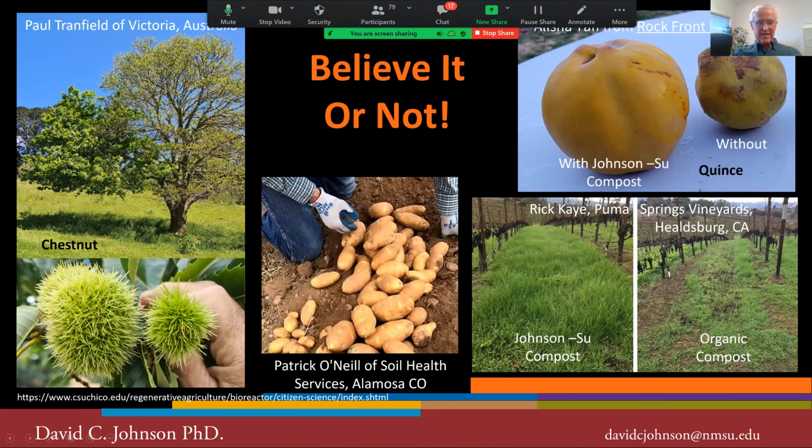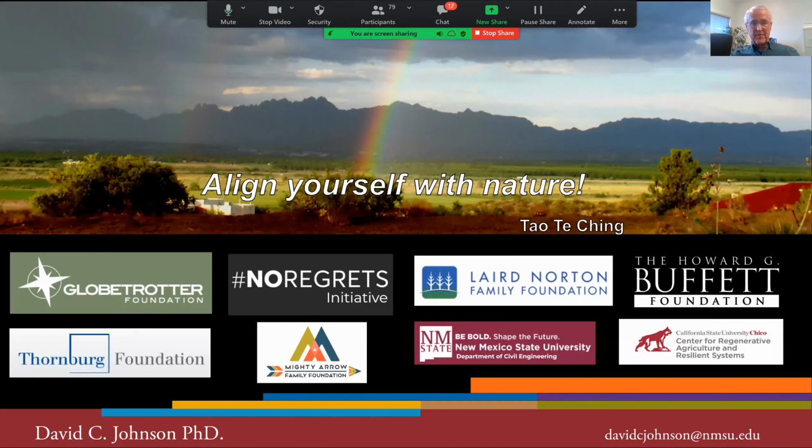Patrick O'Neill in Alamosa, Colorado, they saw better production on their potatoes. This is Alicia Haft in Rockfront Ranch in California. This is her orchard with Johnson Sioux compost on their quince, with and without. And this is a vineyard, Rick Kay in Puma Springs Vineyards, Healdsburg, California. You can see the Johnson Sioux compost on the left compared to an organic compost he gets in the area. Significant difference in the ability to grow a plant.